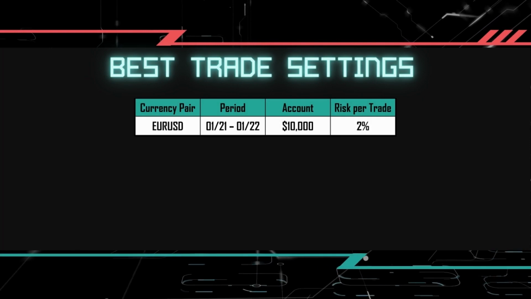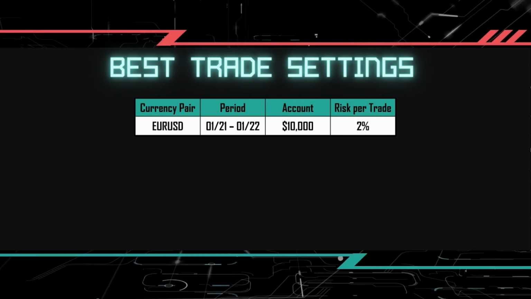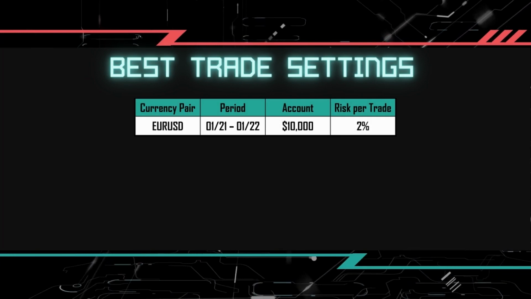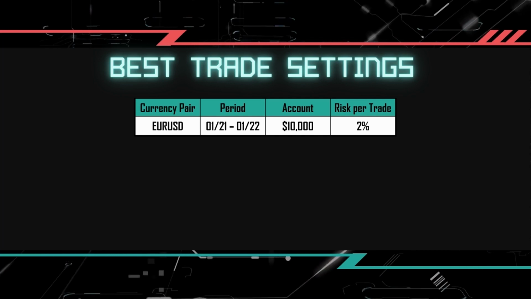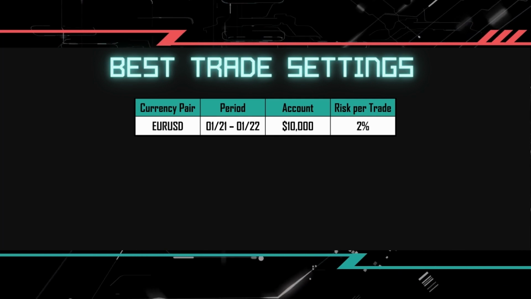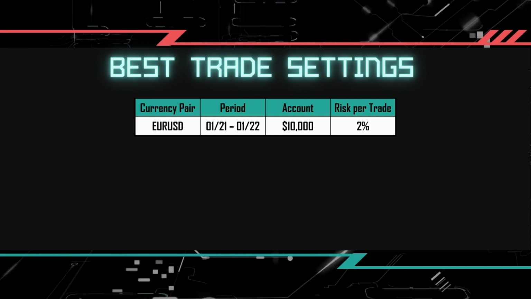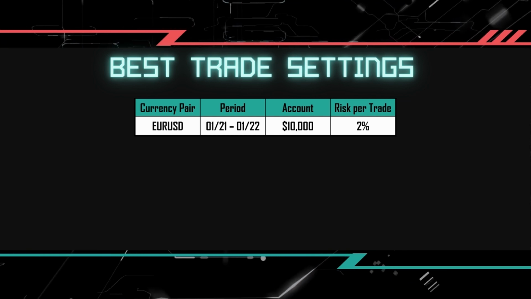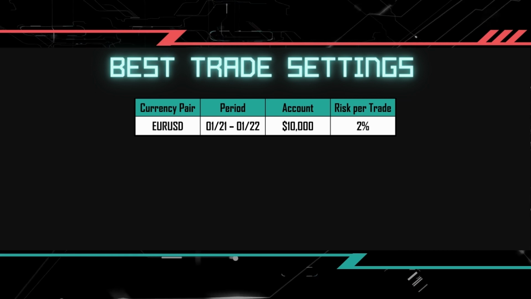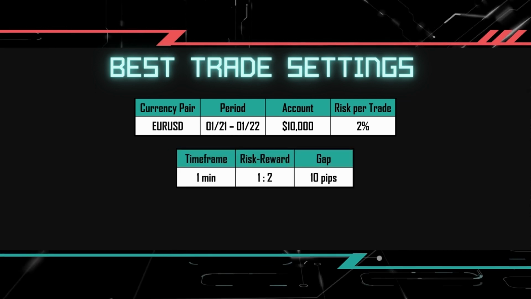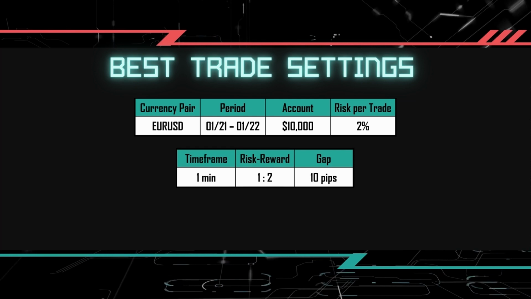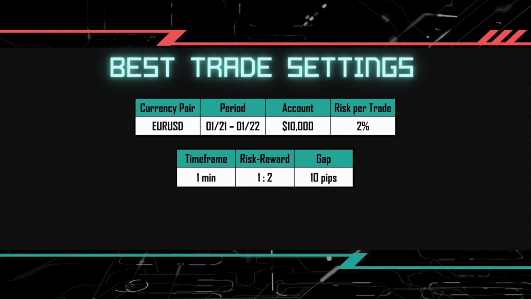Over here we have our best settings for the moving average scalping strategy in 2021. We backtested EURUSD using the tick data from January 2021 to January 2022. We started with an account of $10,000 and risked 2% of the account for each trade. To answer the first question, the best time frame to use this strategy is the 1 minute time frame, and the risk to reward ratio should be kept at 1:2.